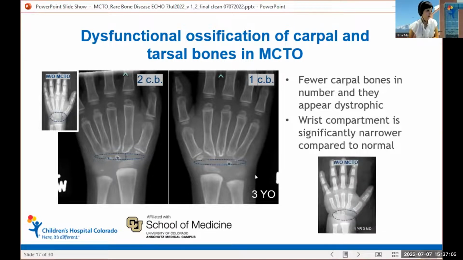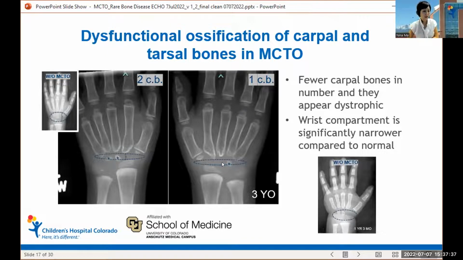Certainly one can surmise that this patient with MCTO may simply have a delayed bone age and that the ossification centers will eventually develop over time. But an observation that perhaps competes with this expectation is that the wrist compartment in the patient with MCTO is significantly narrower and smaller compared to the wrist compartment of a patient without MCTO.